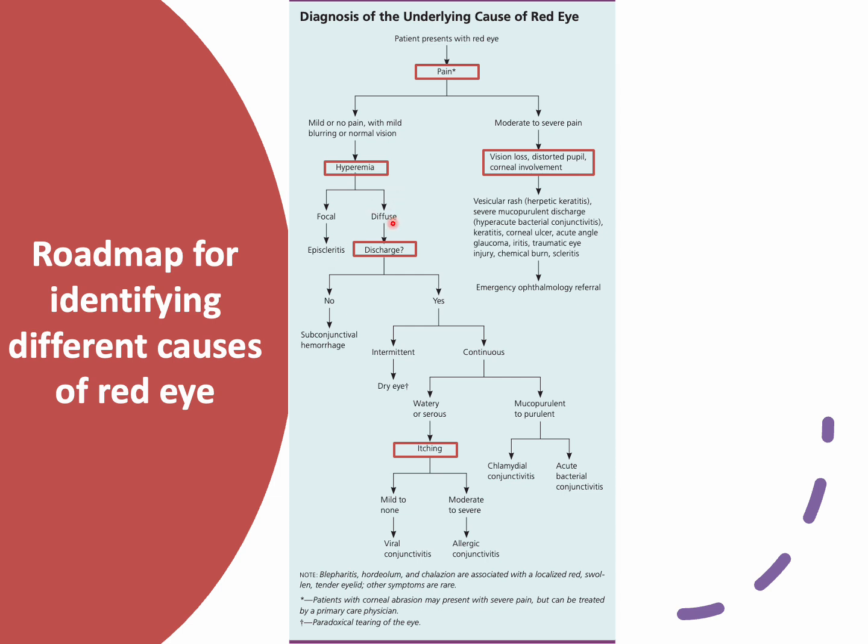If the hyperemia is diffuse, we should further ask about discharge. If there is diffuse hyperemia, no pain, and no discharge, then you would think about subconjunctival hemorrhage, and you should ask more about systemic disease like hypertension, blood disorders, any use of anticoagulants, or these things.